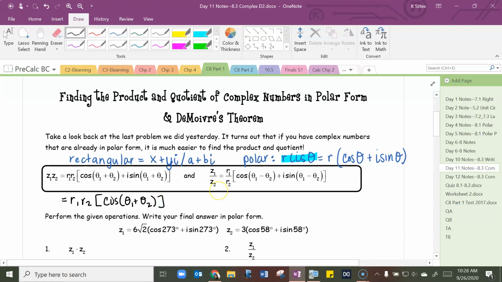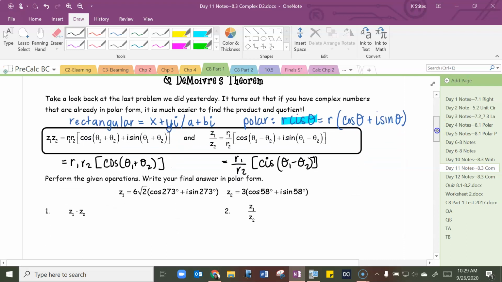And then when you're dividing complex polar, this is just equal to dividing the radii and, oops, that was supposed to be a cis. And this is a cis, it just doesn't look like it. Cis theta 1 minus theta 2. All right, so I just rewrote it in cis notation.